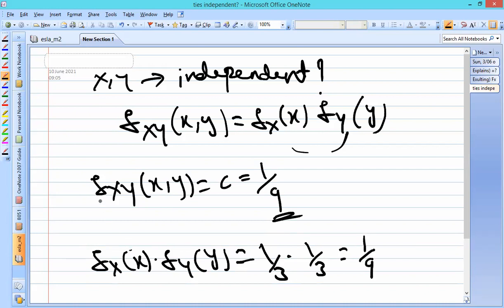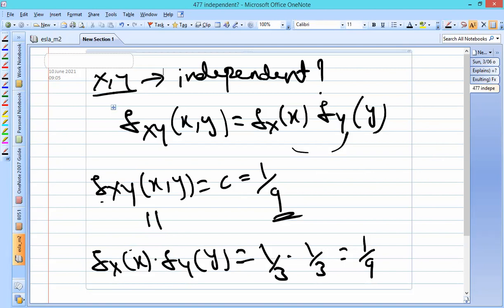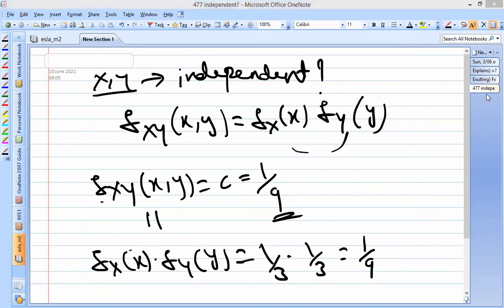So here you can see that this fxy of x comma y is the same as the product of the marginal PDFs fx of x into fy of y. So since the equality condition is satisfied, we can say that both the variables x and y are independent. And with this, we'll move on to the next problem. I'll just take up the next problem here.